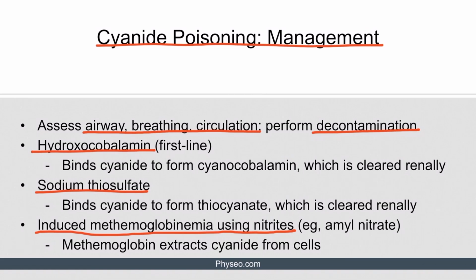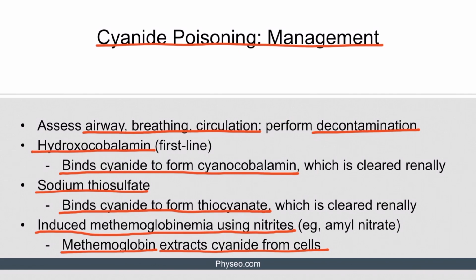Hydroxycobalamin is a precursor of vitamin B12 that works by binding cyanide to form cyanocobalamin, which is then readily excreted in the urine. Similarly, sodium thiosulfate binds cyanide to form thiocyanate, which is also cleared renally. Induction of methemoglobinemia works because methemoglobin has a high affinity for cyanide and is thus able to extract cyanide from cells, restoring their ability to perform oxidative phosphorylation and aerobic metabolism.